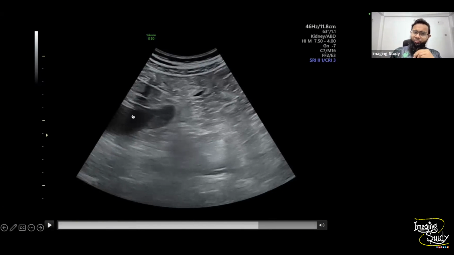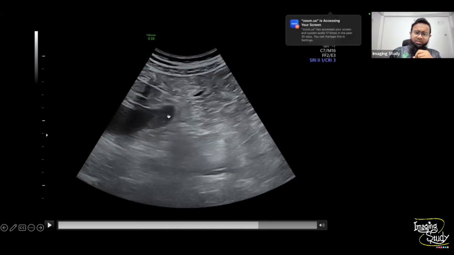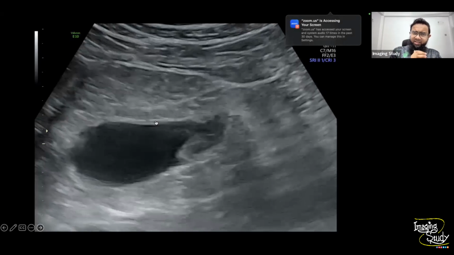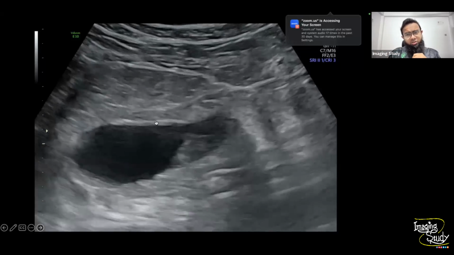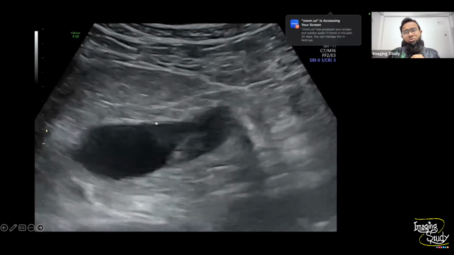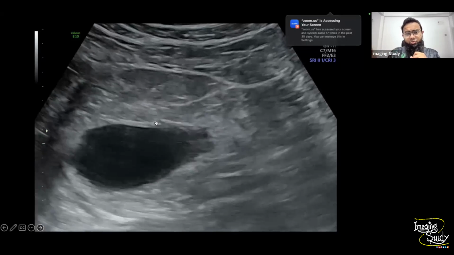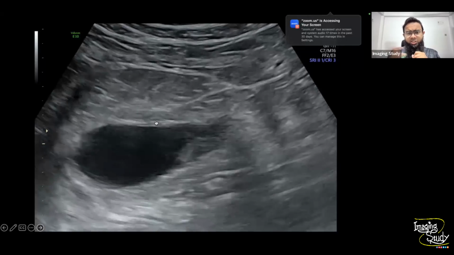Let me stop at this point. You see the lumen is anechoic, but at this part, the lumen isn't anechoic. It's slightly hypoechoic and something may be present at this part. So let's magnify the image. You may change the transducer. You may use high frequency. You may use the better quality transducer, whatever available for your machine.